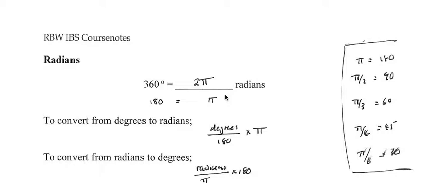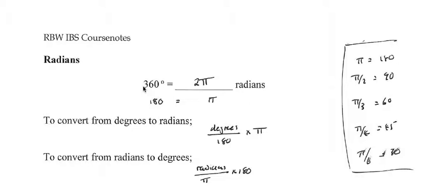Here's an introduction to radians. Radians are simply another way of measuring a turn. So we've chosen to use 360 degrees to represent a full turn, simply because 360 is a really convenient number that divides up in loads and loads of ways. There's no particularly good reason to use that.